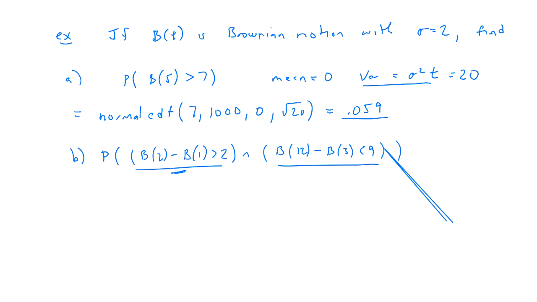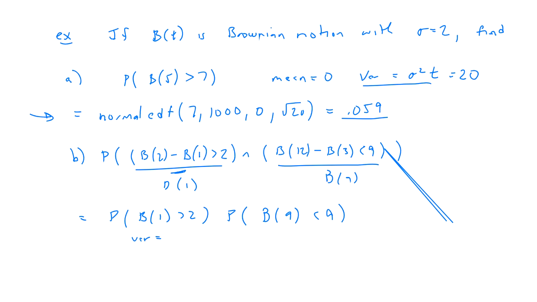Right. And then the same thing with this. This would be b of... so therefore, this is equal to the probability that b of 1 is more than 2, multiplied by the probability that b of 9 is less than 9. And pretty much, we can again just use the normal CDF, which means all we need is the variance for each of these, and then we'll plug it in like we did above. So for this one, the variance is again sigma squared t. So sigma squared is still 4, and here t is 1. So this is 4. And in this one, it's again the 2 squared times, in this case, 9. So in this case, it's 36.